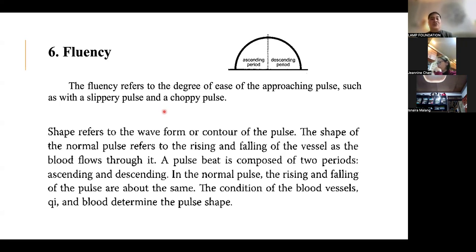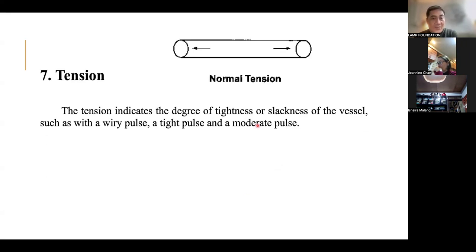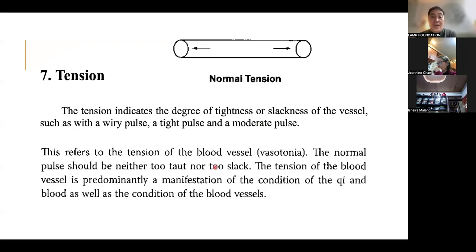Number seven is tension. This is the degree of tightness or slackness of the vessel, such as with a wiry pulse, tight pulse, and a moderate pulse. Okay? This refers to the tension of the blood vessel, called vasotonia. Normal pulse should be neither too taut nor too slack. The tension of the blood vessel is predominantly, again, manifestation of the chi and blood and the condition of the blood vessels. Ganun lang, chi, blood, blood vessel.